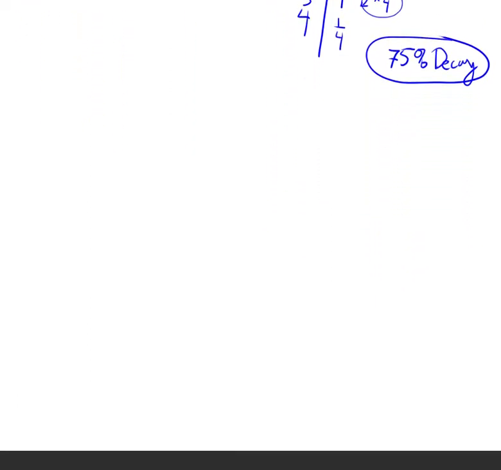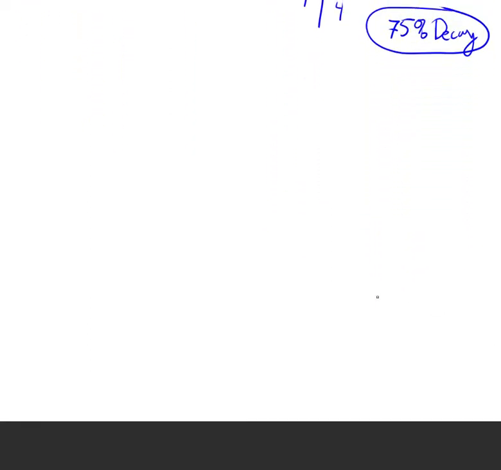Our last problems are rewriting exponential equations. So our first one that we'll do is y equals 100, kind of like 100, I guess, today.